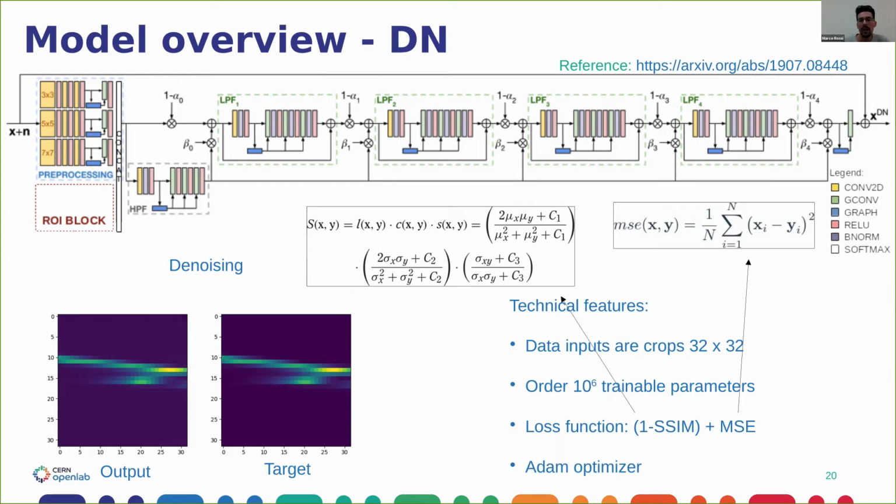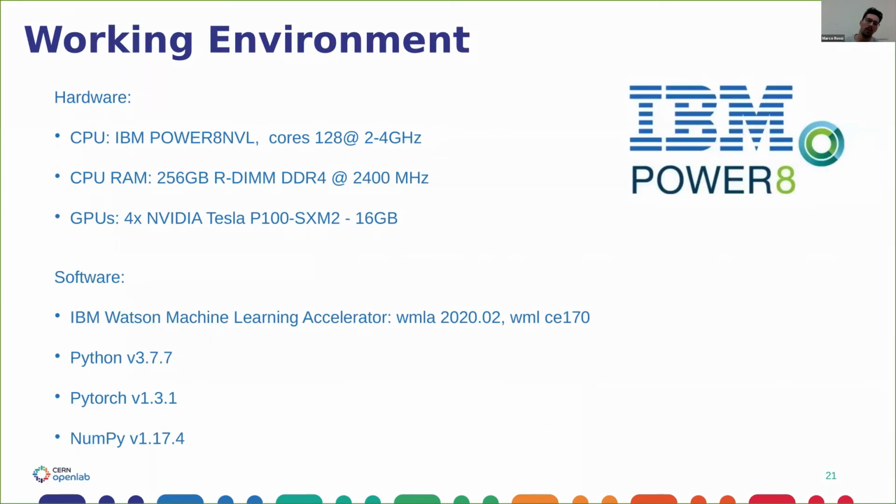Again, we train with the Adam optimizer. Our working environment is given by an IBM Power 8 CPU, and we used 4 NVIDIA Tesla P100 GPUs with 16 gigabytes each. We coded everything in PyTorch.